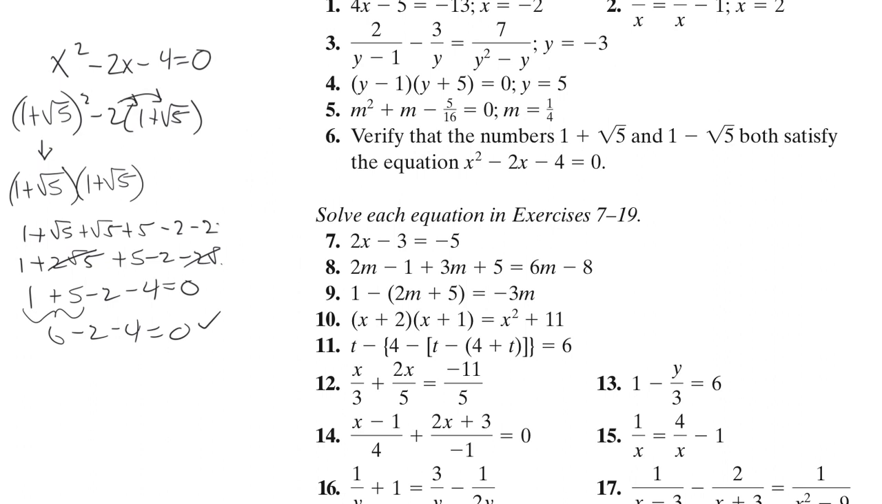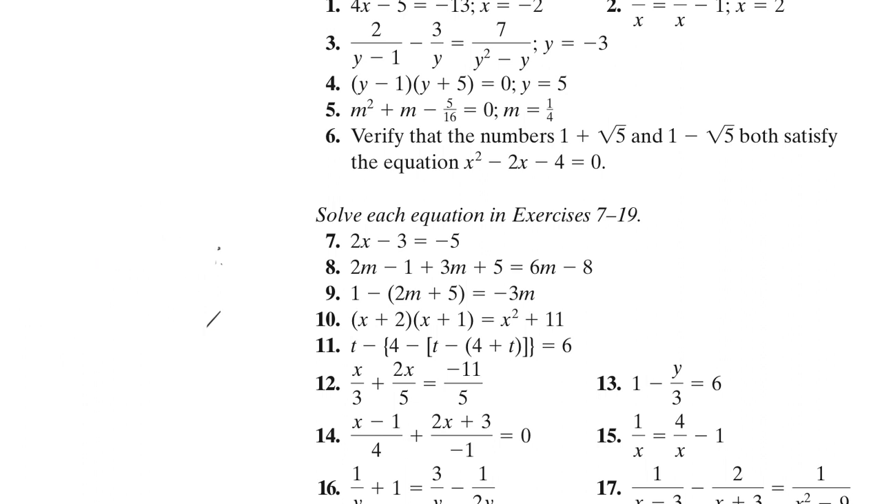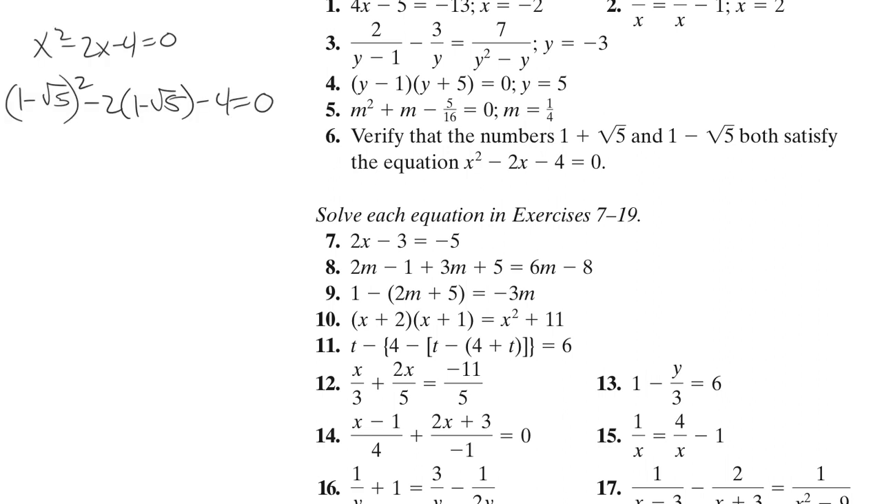Okay, and then how about the other one? The other way too. We continue with number 6. It is, once again, x squared minus 2x minus 4 equals 0. And it's 1 minus the square root of 5 squared minus 2 times 1 minus the square root of 5 minus 4 equals 0. So this would be 1 minus the square root of 5 minus the square root of 5 plus 5. I just squared the whole thing.